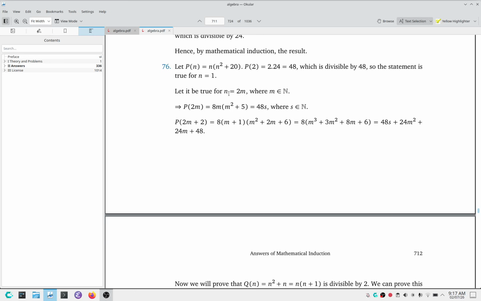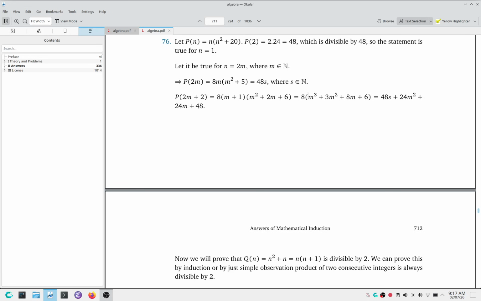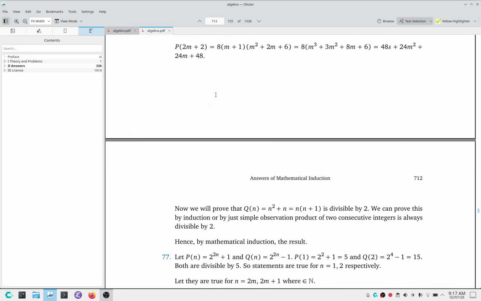Then we put n is equal to 2m, we get 8m times (m square plus 5). We take 4 out of this, okay? We get 48s, we let it be 48s, where s is in the set of natural numbers. Now we put n is equal to 2m plus 2. We evaluate it to be 48s plus 24m square plus 24m plus 48.